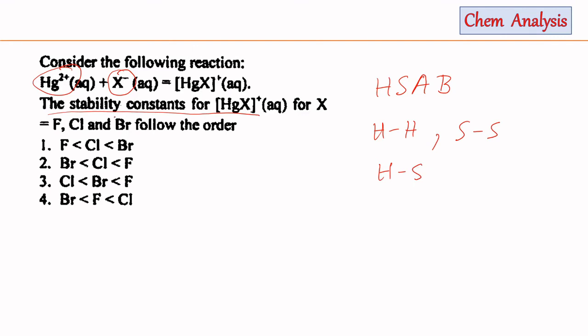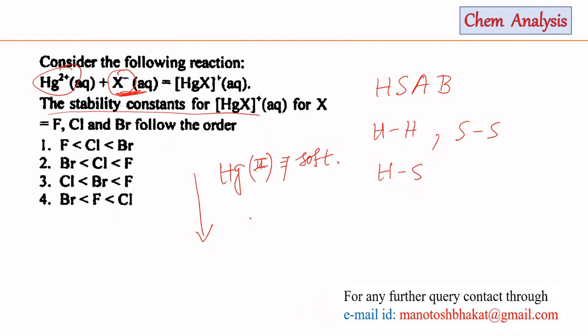Okay, and here Hg2 plus, since it is present in the periodic table at the bottom, and the oxidation state is also not high, it will act as a soft metal center, that is a soft acid. And now depending upon the hardness or softness of the halide ligand, the stability of the complex will be determined. With increasing softness of the halide, the stability of the complex will increase.